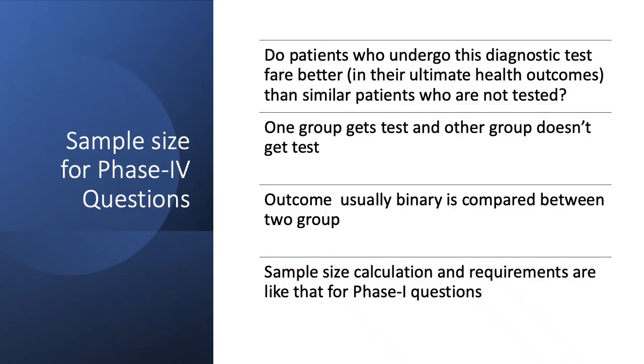Now let us move to the phase 4 research question. These questions deal with the utility of a diagnostic test. So if we administer a diagnostic test to somebody, whether it is going to change the patient reported outcome. This is the ultimate purpose of our diagnostic test. So one group gets tested and another group doesn't get tested, and we see whether there is a difference with respect to the patient reported outcomes. The usual kind of study for such a research question is a randomized controlled trial, which will take care of many biases.